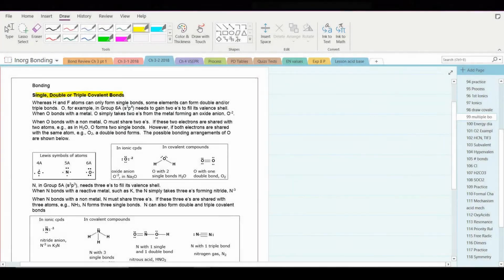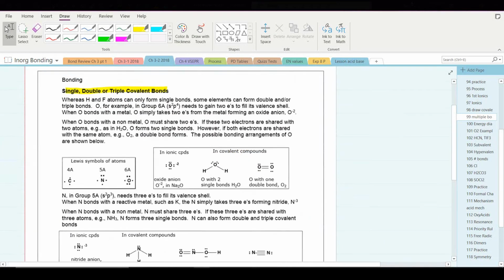Page 99. Single, double, or triple covalent bonds. We've just drawn structures of covalent molecules with these types of bonds.